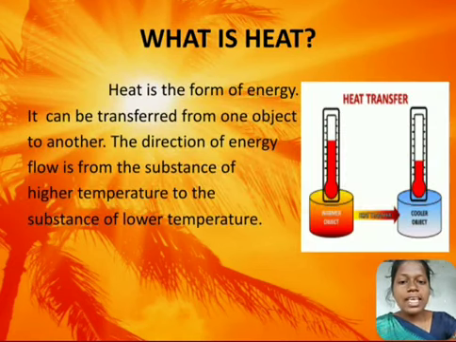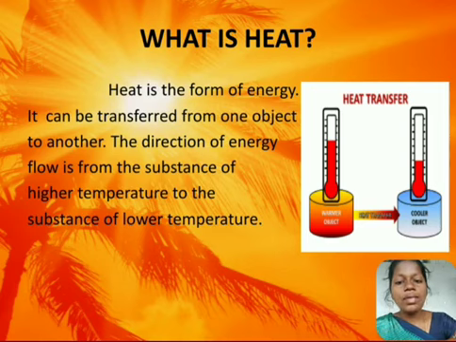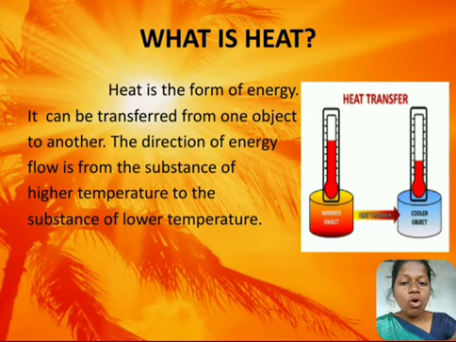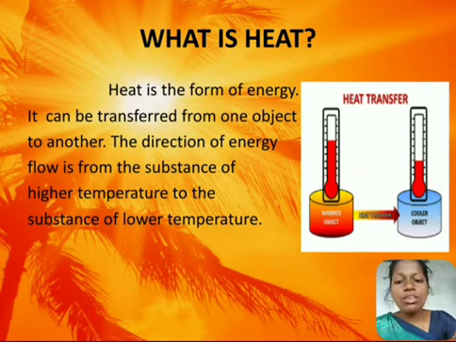What is heat? Heat is a form of energy. It can be transferred from one object to another. See the image. A warmer object transfers heat to a colder object. The direction of energy flow is from the substance of higher temperature to the lower temperature.